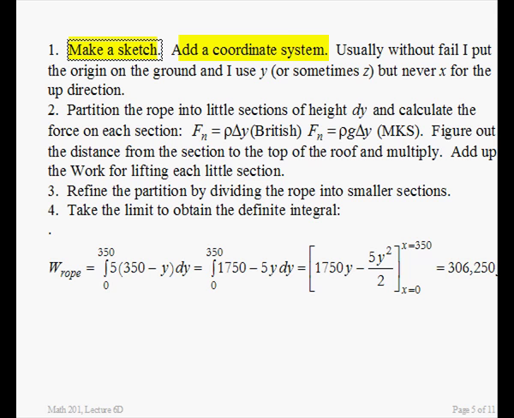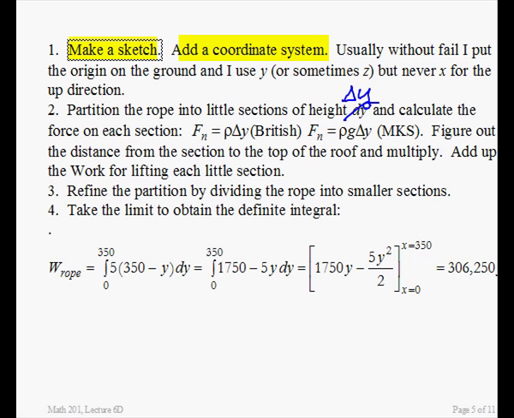Specify what is height, where 0 is. You need that. And again, I say usually without fail, I put the origin on the ground and I use y, sometimes z, but never x for the up direction. Then partition the rope into little sections of height delta y. I should have said delta y here. Let me fix that. Delta y, and calculate the force in each section.